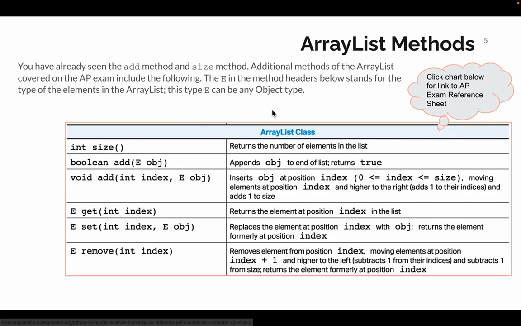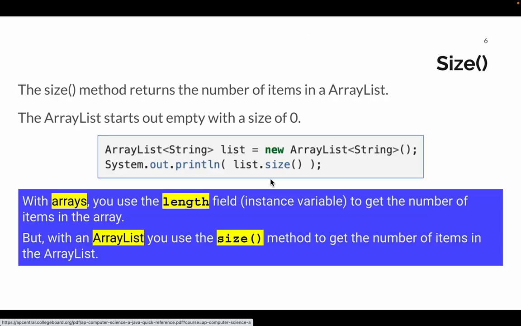You have already seen the add and size methods, to get the size of the list and to add. Additional methods are covered in the AP exam, such as add, get, set, and remove, and we're going to be talking about these in 7.2 and 7.3. If you want to look at the exam reference sheet, remember you get this on the AP exam, you can just click on here and it'll take you to the whole reference sheet.